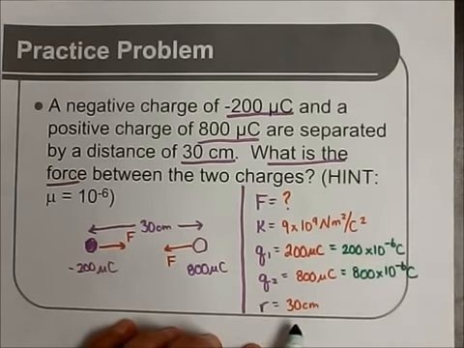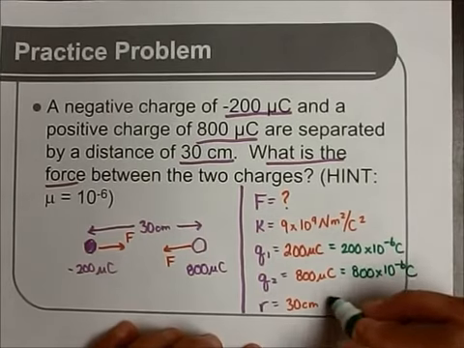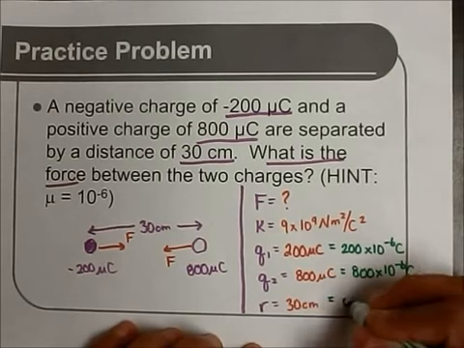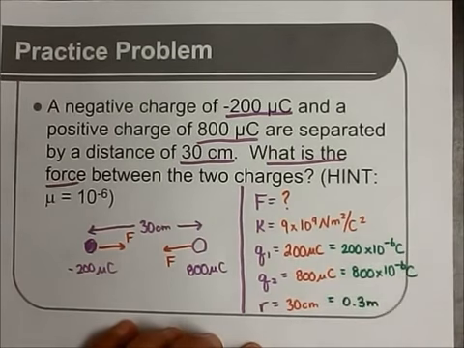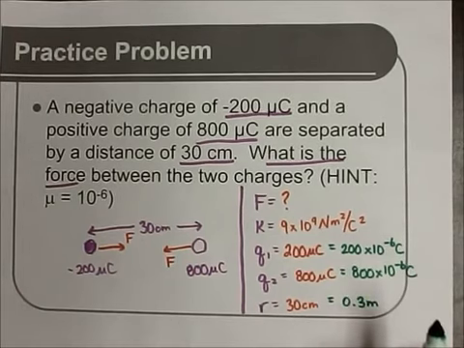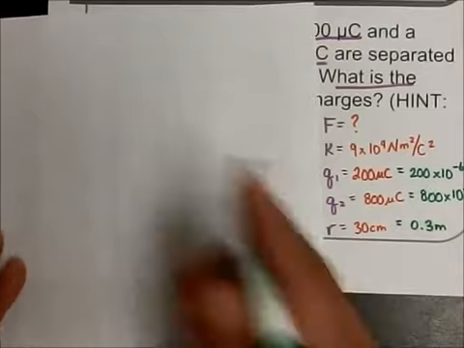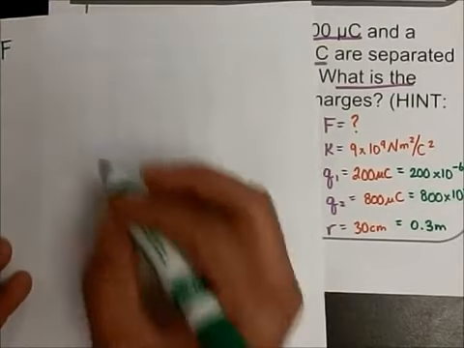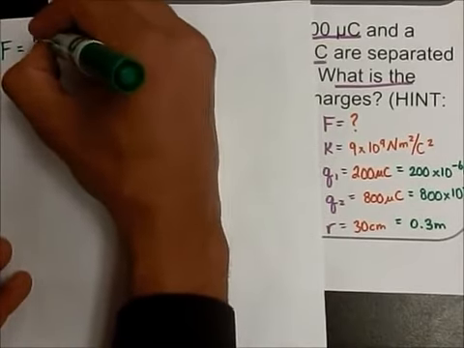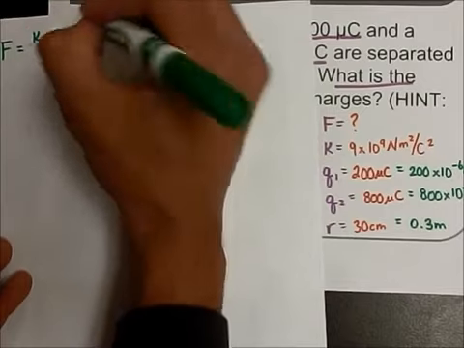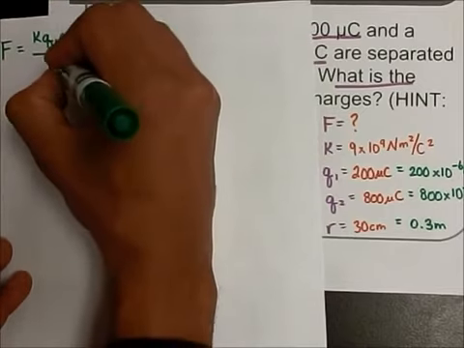And remember also that distance between objects must be in meters. 30 centimeters to meters, divided by 100, is 0.3 meters. So there we go, we're set up. We're ready to go. Let's get Coulomb's law and start solving. So F equals K Q1 Q2 over R squared.